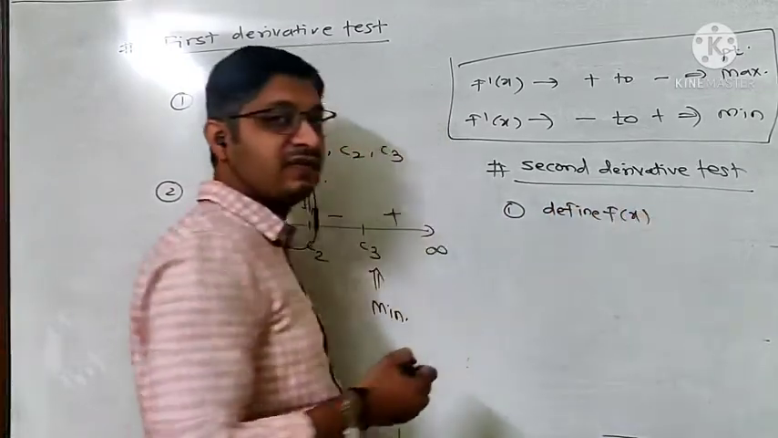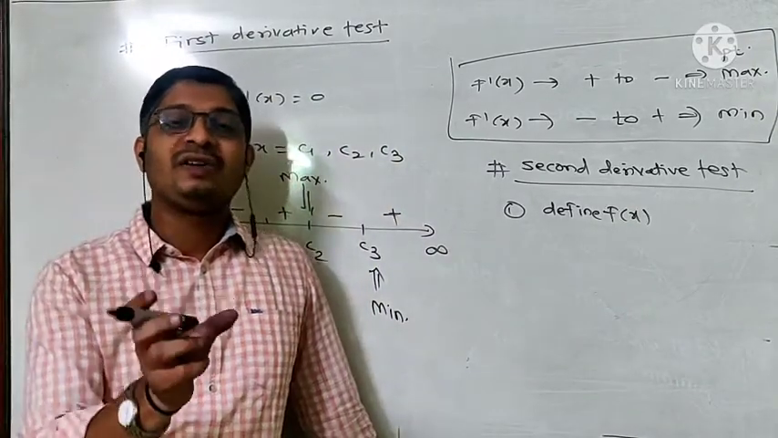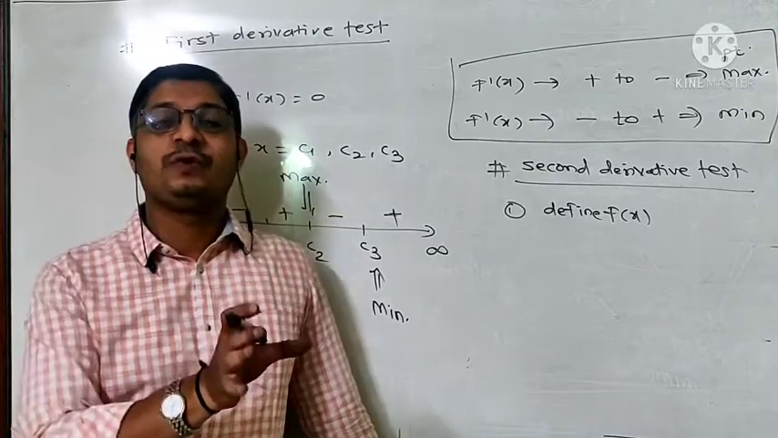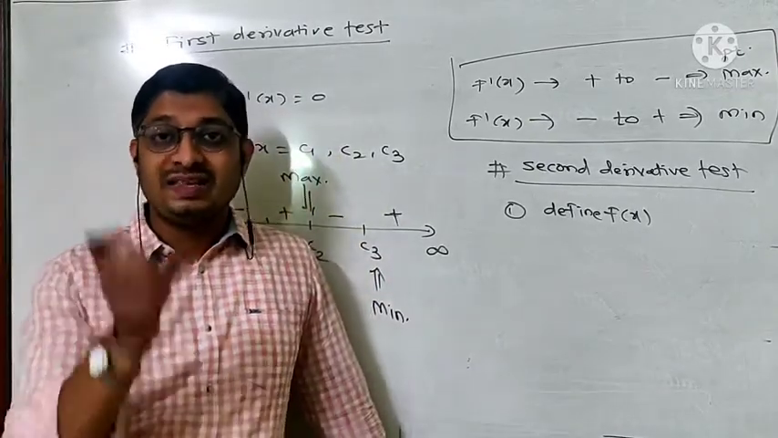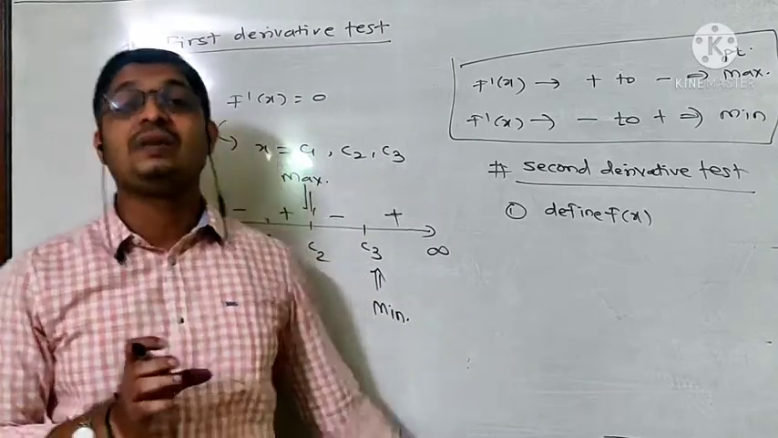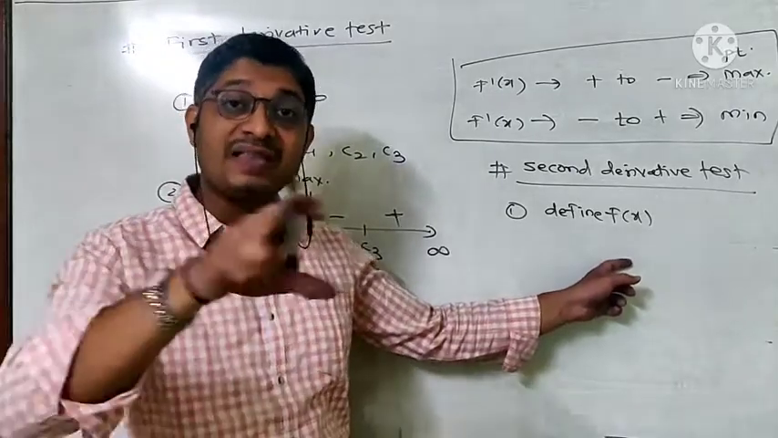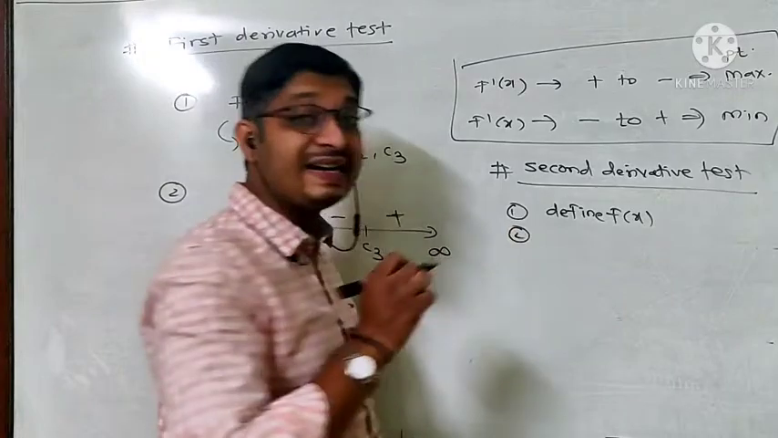So how can we define the function? Whatever the word problem is, whatever the requirement is, if the question is to find the maximum profit or the minimum cost, then the profit is my function, the cost is my function. That means f of x is defined by the example. After that, we will find the critical points.